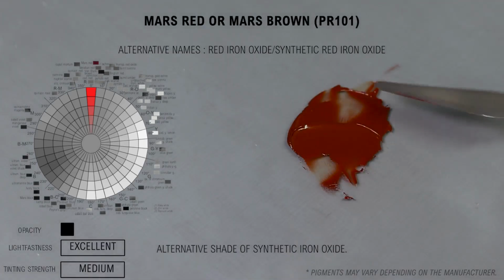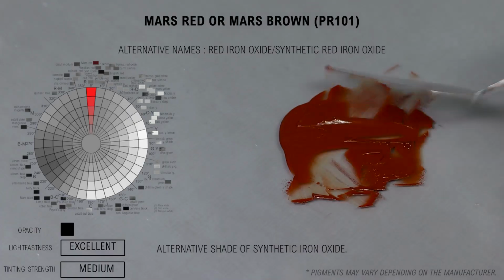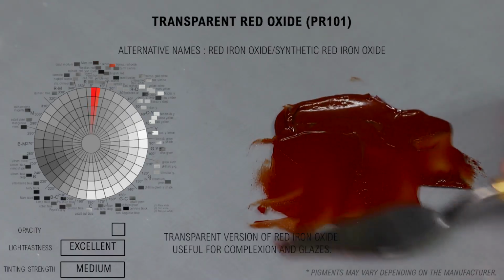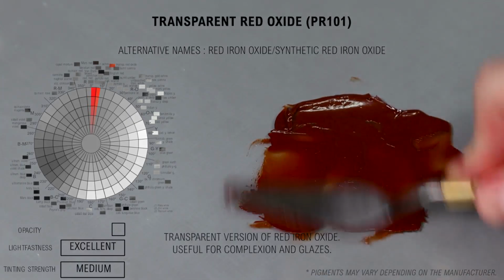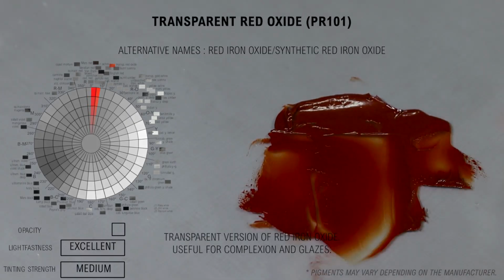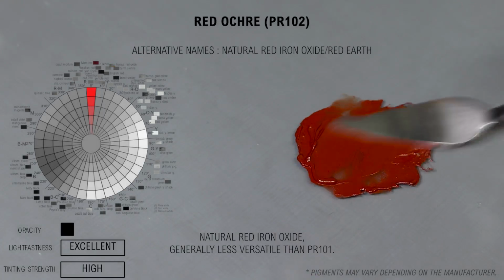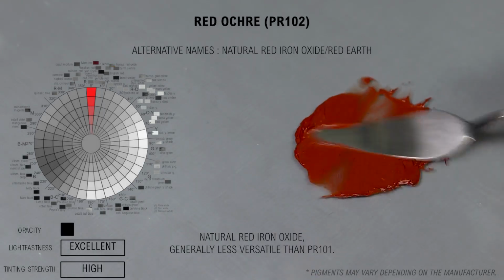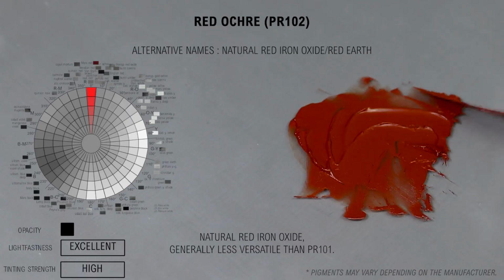Mars red or Mars brown are alternative shades of synthetic iron oxide. Transparent red oxide is a transparent version of red iron oxide, similar to transparent burnt sienna. It's useful for complexion and glazes. Natural red ochre or natural red iron oxide is generally less versatile than PR101, but it's a natural pigment.